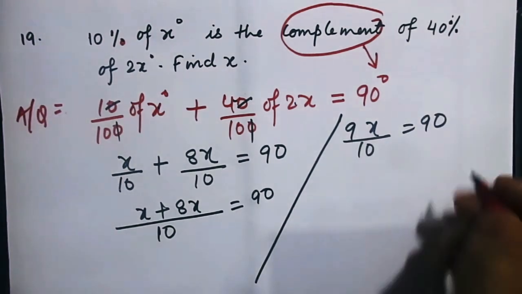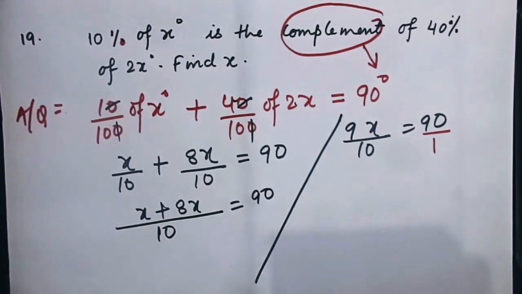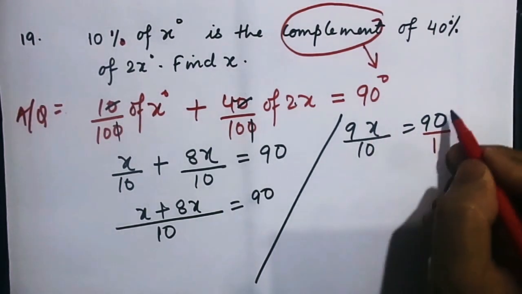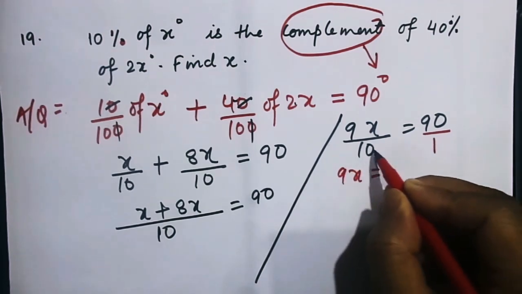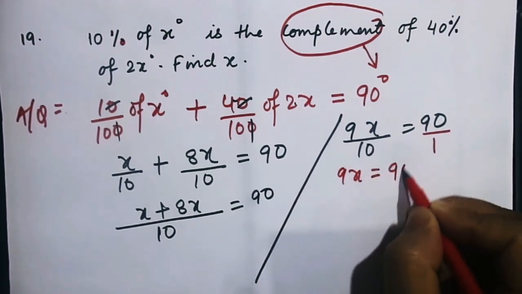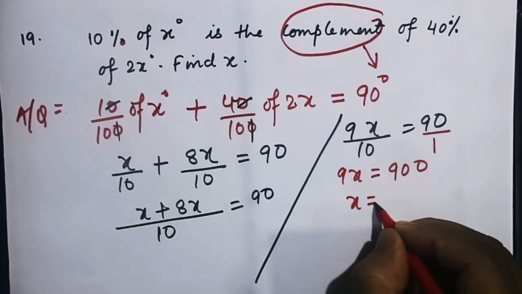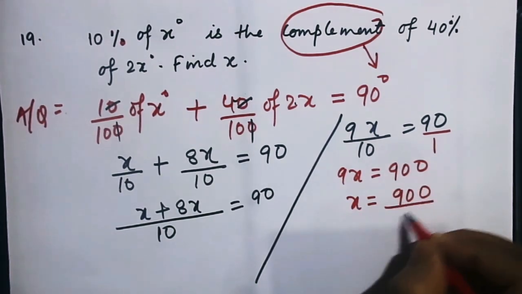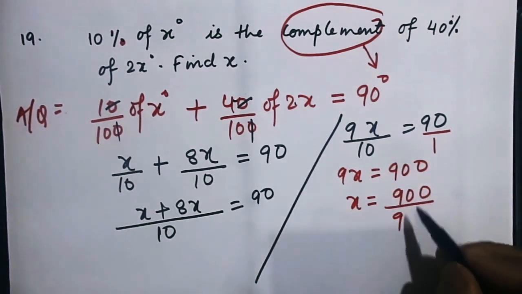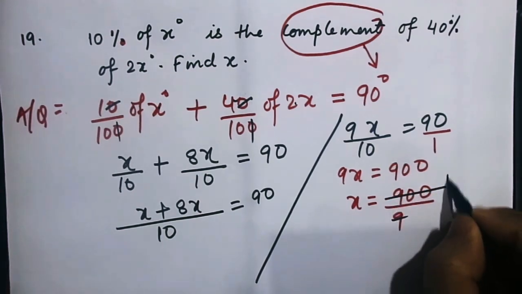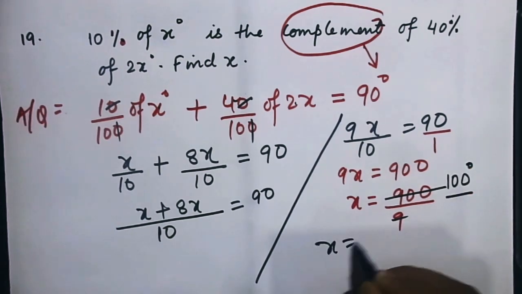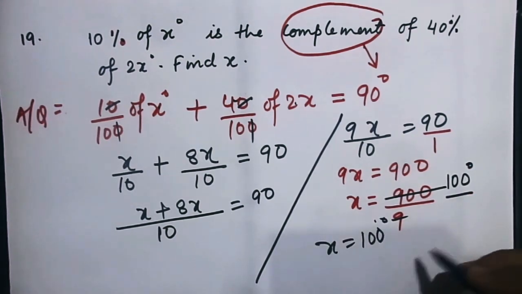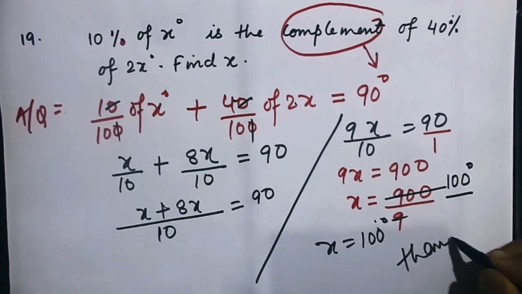What do we do at the end? When we have two ratios, we do cross multiplication. So 9x into 1 is equal to 9x will be equal to 90 into 10, 900. Therefore, the value of x will be equal to 900 divided by 9, and 9 1 times. Okay. So x is equal to 100 degree.